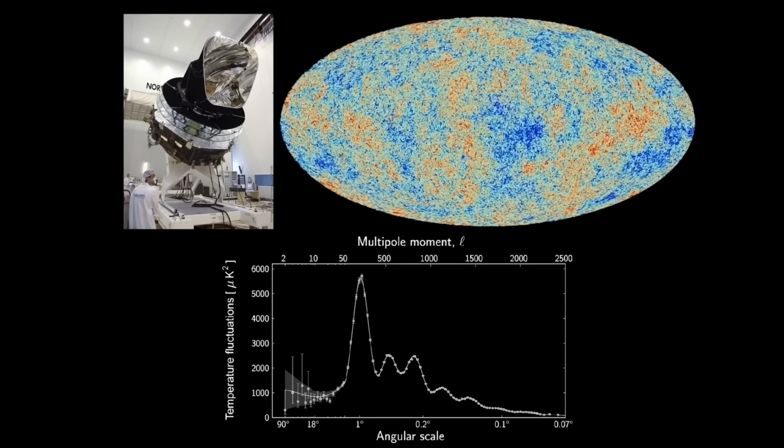The high angular resolution and the ability to measure the cosmic microwave background's polarization allowed Planck to see what's called the Sunyaev-Zeldovich effect, which is a distortion of the cosmic microwave background caused by galaxy clusters. And it also observed gravitational lensing in the cosmic microwave background.